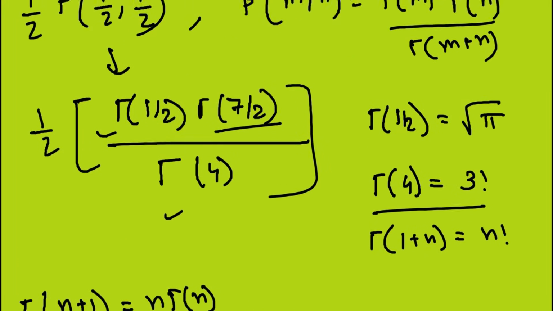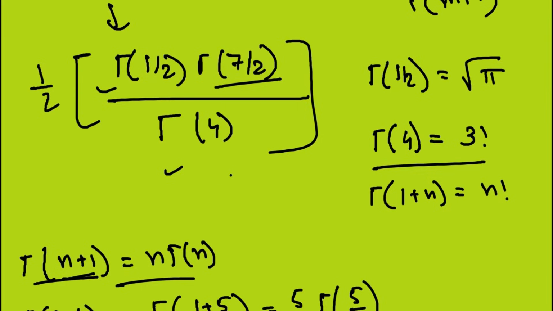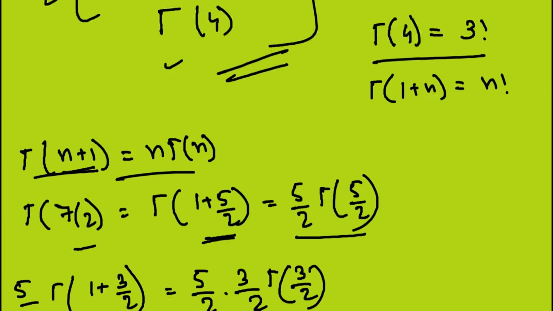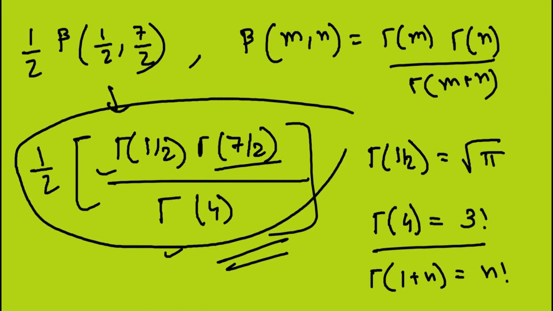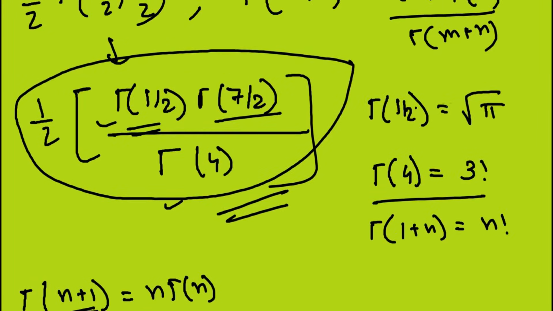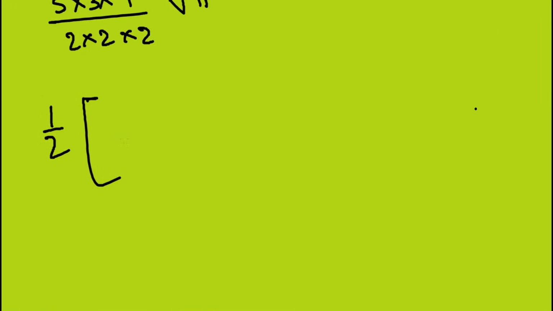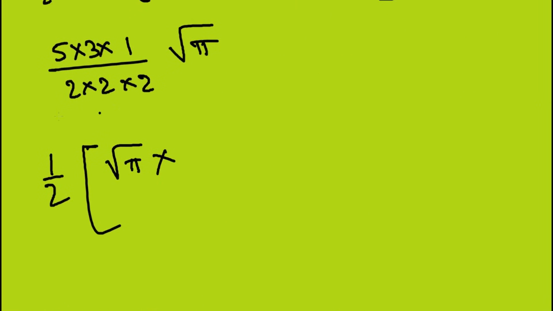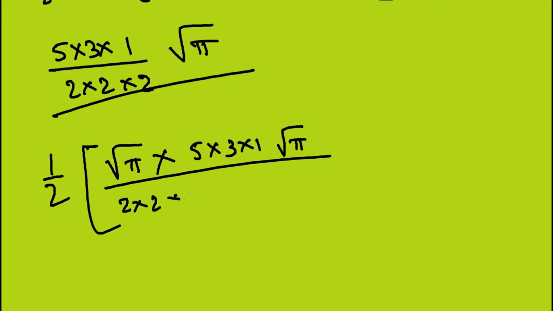So now we will put the values in this expression. Let me do it separately over here. Half into, I am writing this entire expression at the bottom. So half into what is the first term? Gamma half, which is root pi. So here I will have a root pi, multiplied by the next term, gamma 7 by 2. What is gamma 7 by 2? I have just derived this: 5 into 3 into 1 times root pi divided by 2 into 2 into 2.